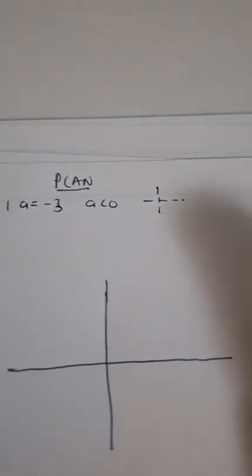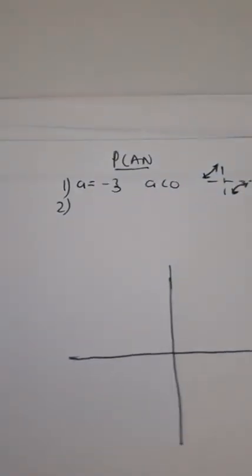So a is equal to -3. That means a is less than 0. So what are we expecting? Where the asymptotes are, we are expecting to have our function located in the second and the fourth quadrant. That is the plan.